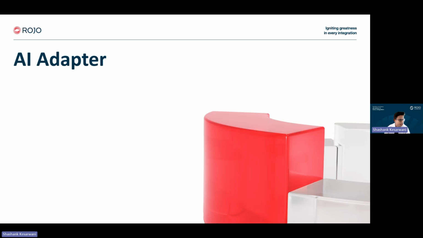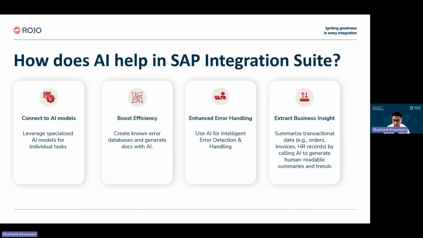Let me start with why you need an AI in integration, and what are the different things that you can do with it. This AI adapter currently supports two different AI LLM models. One is SAP's own AI Core, which is the Gen AI Hub, and the other one is OpenAI. With these LLMs, you have different AI models that are catered for different specific needs. So of course, you can have your integration scenarios connect to different AI models. Each model has its own specialization, so you can use them for specific tasks.